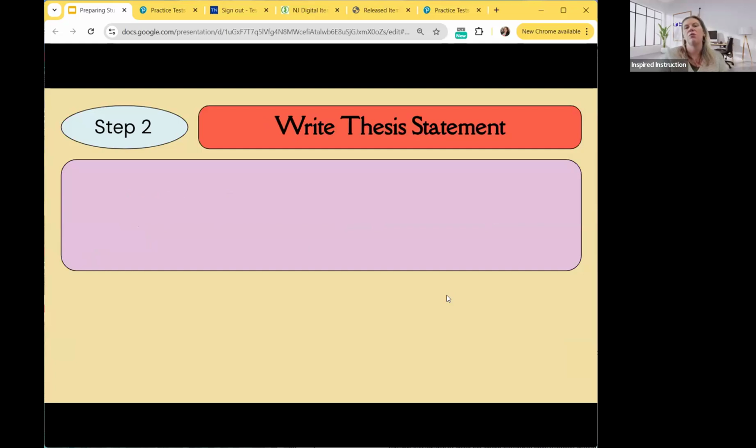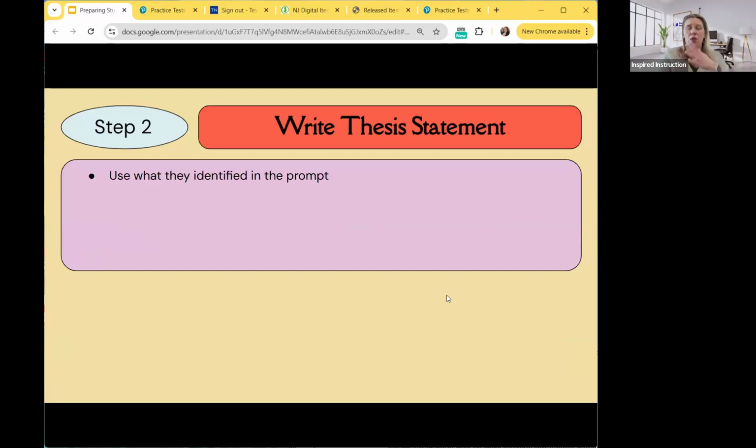So once the students are able to identify the prompt, and that's something you can do as a whole class, it's something you can do as a graphic organizer, you can do it on chart paper, however you want to teach them to do that. The next step is to write the thesis statement.